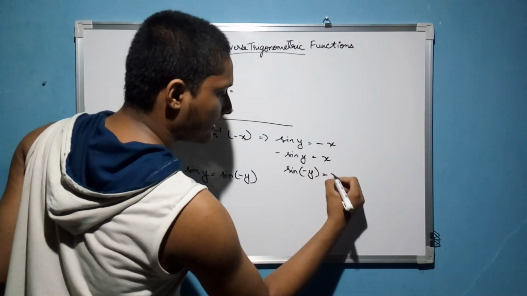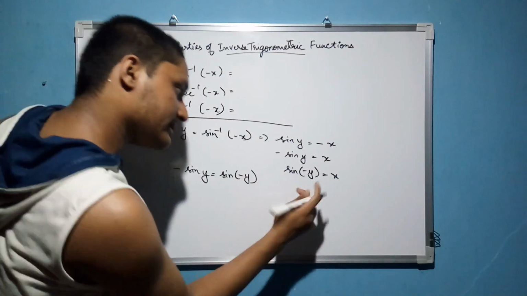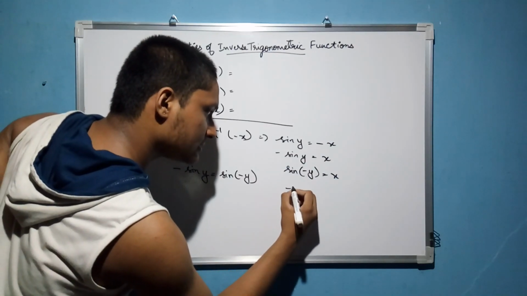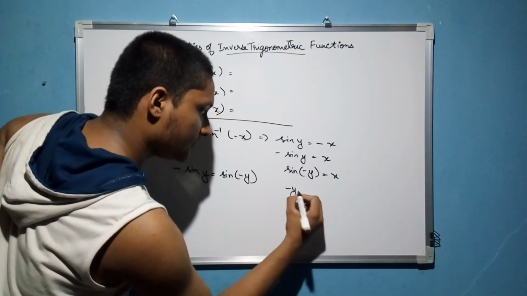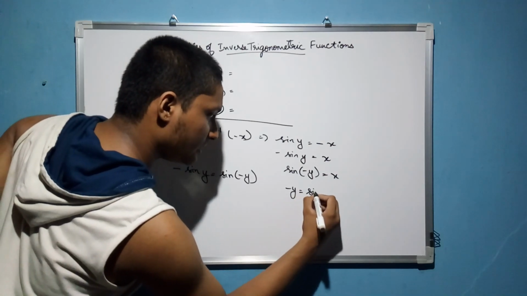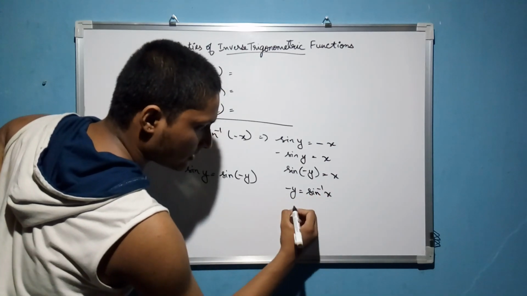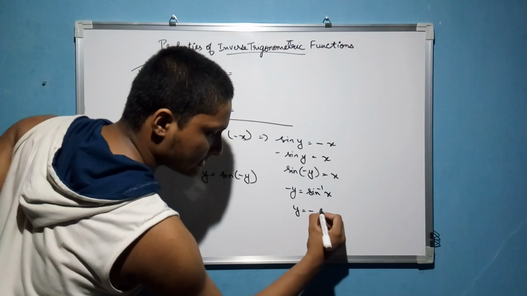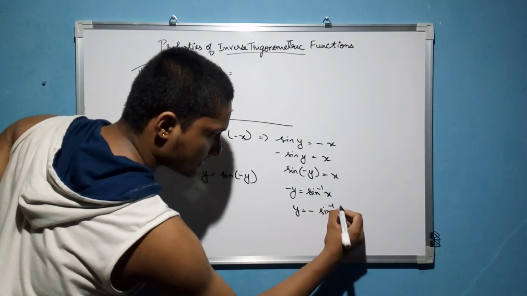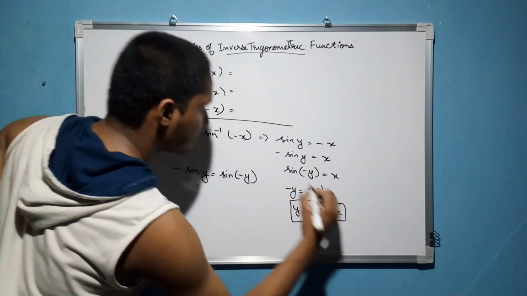That is equal to x. Taking sine inverse on both sides, you have minus y is equal to sine inverse x, or y is equal to minus sine inverse x, minus sine inverse x.